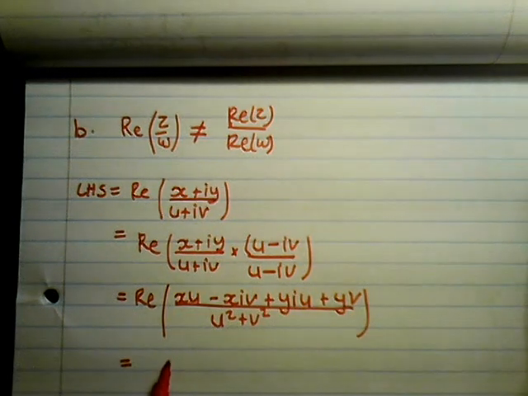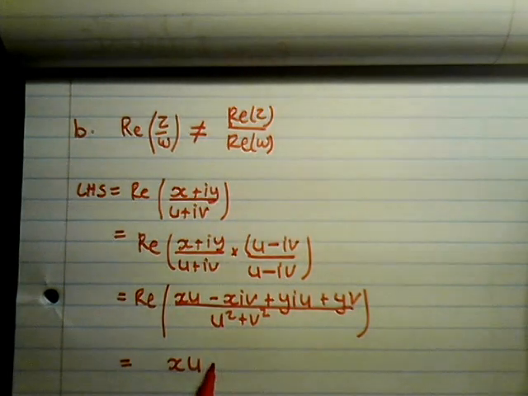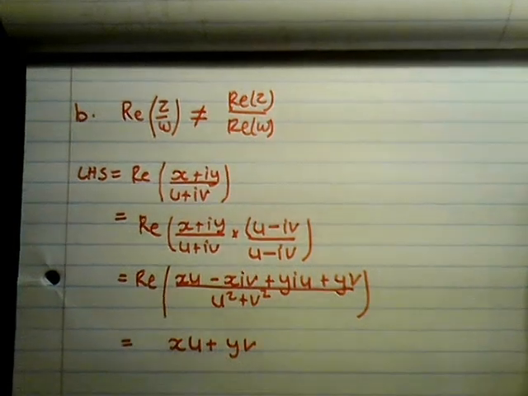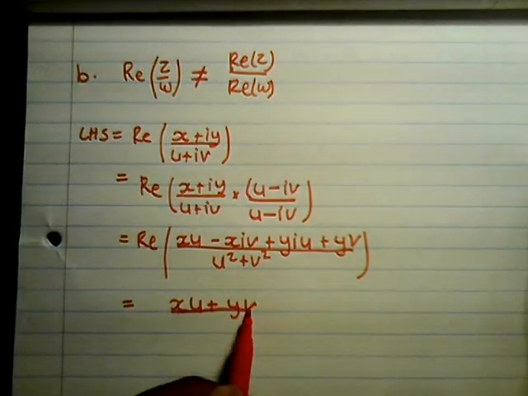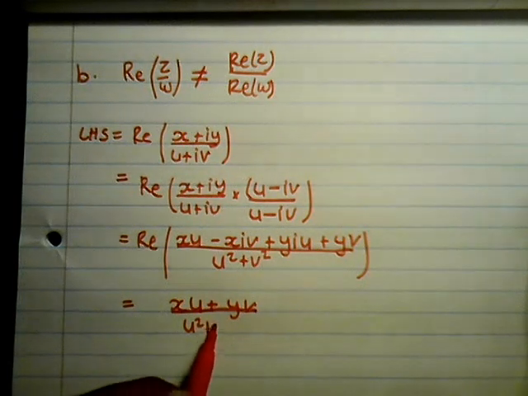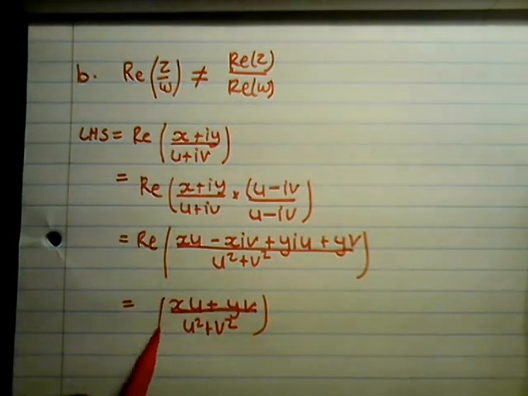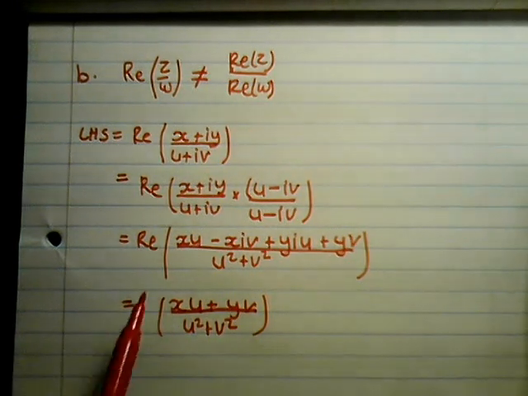Okay, so this is (XU + YV) divided by (U squared plus V squared). Okay, so this is the real part of the left hand side.